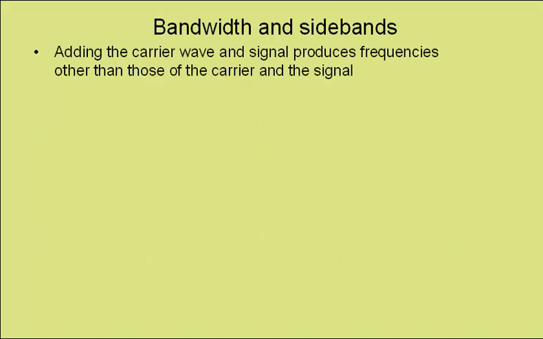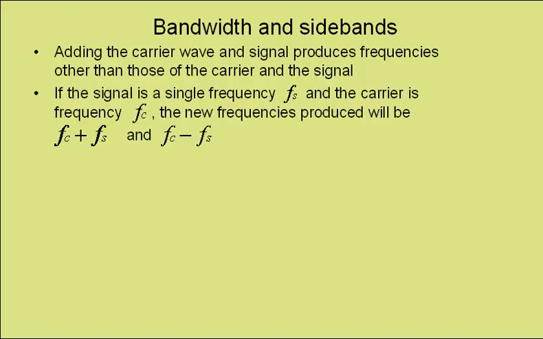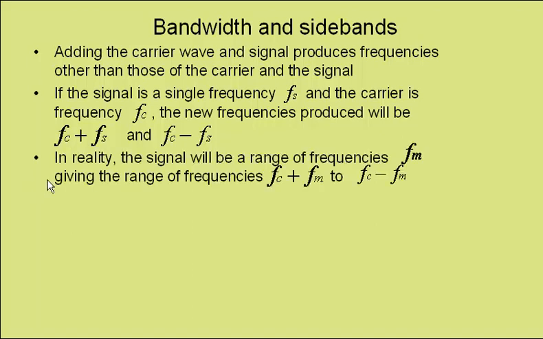Bandwidth and sidebands. When we add the carrier wave and the signal wave, we get frequencies other than those of the carrier wave and the signal. If the signal was a single frequency fs, frequency of signal, and the carrier is frequency fc, frequency of carrier, the new frequencies produced will be fc plus fs and fc minus fs. In reality, however, we don't transmit a signal of a single frequency. That'd be a bit boring.